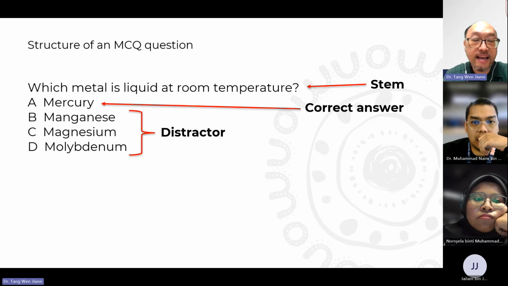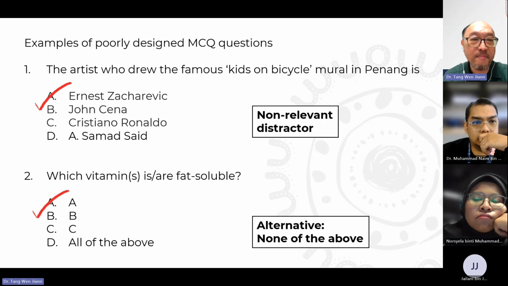So let's look at several examples of questions. Before that, the structure. We have a question, they call it the stem, and then you have a correct answer, and then you have distractors. So basically, this is just the structure of how an MCQ looks: stem, correct answer, and distractors. Looks easy, right? Just these three things. But let's look at these few examples here.